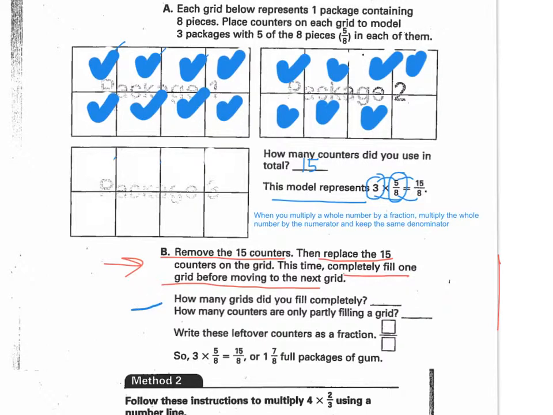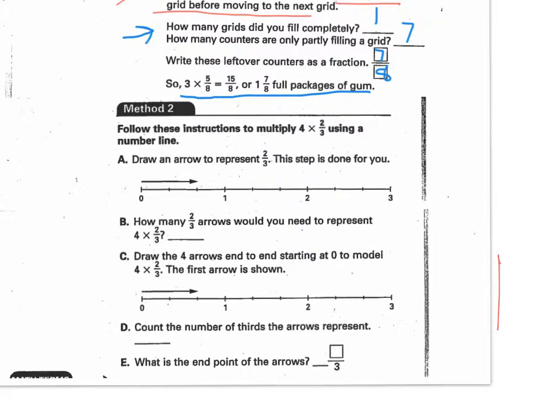The question asks, how many grids did I fill completely? 1. How many counters are only filling part of a grid? I have 7 out of 8. So 3 times 5/8 is 15/8, or 1 7/8 full packages of gum. We're going to do this again, but this time we're going to use a number line.